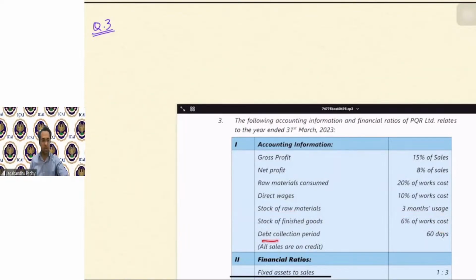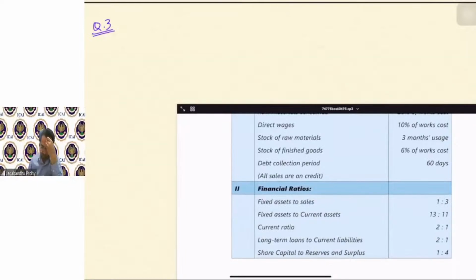And debt collection period is 60 days. This is basically the debtors' collection period. Financial ratios: we have fixed assets to sales, fixed assets to current assets, current ratio, long-term loan to current liabilities, and share capital to reserves and surplus. Okay, so these are some of the ratios.